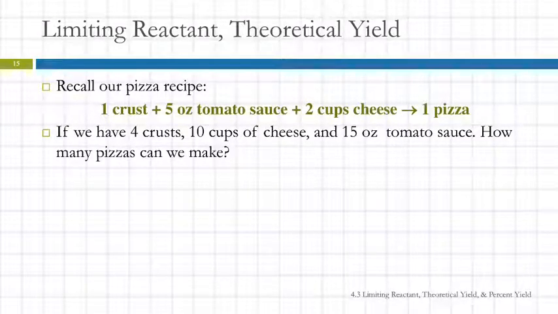So we're going to go back to talking about the pizza recipe again. 1 crust plus 5 ounces of sauce plus 2 cups of cheese makes 1 pizza. And earlier we talked about what we could do if we had 10 cups of cheese. Now we're going to be a little more specific and say we have 4 crusts, 10 cups of cheese, and 15 ounces of tomato sauce. How many pizzas can we make?